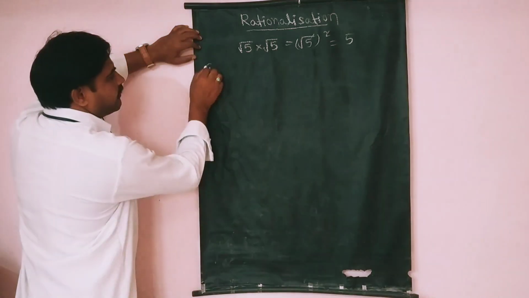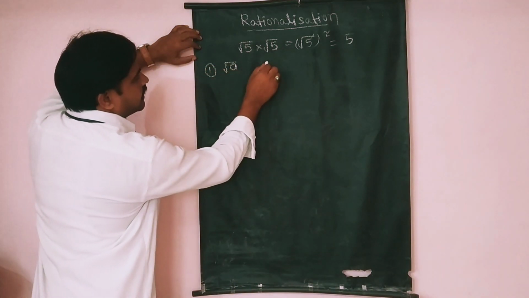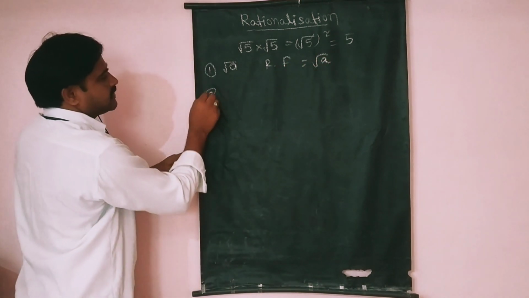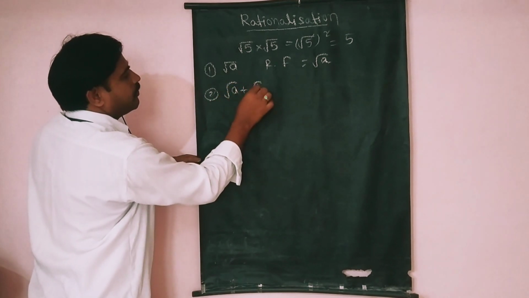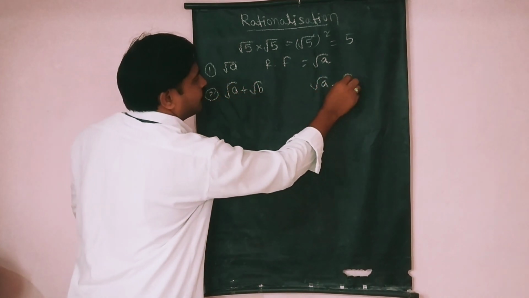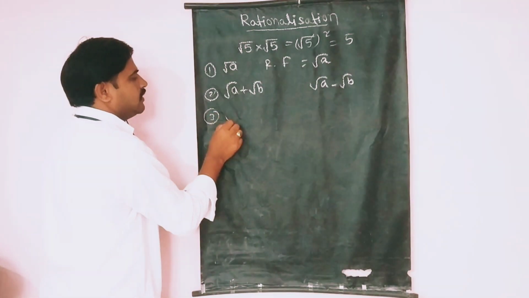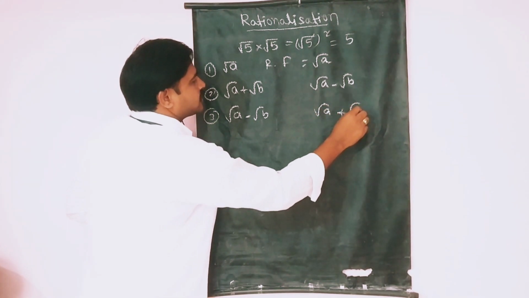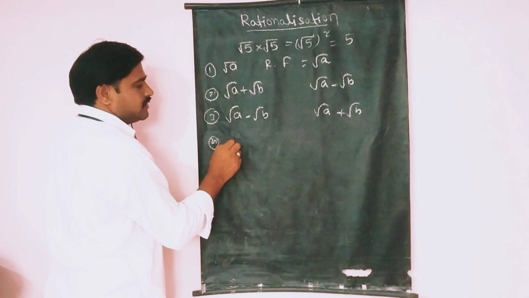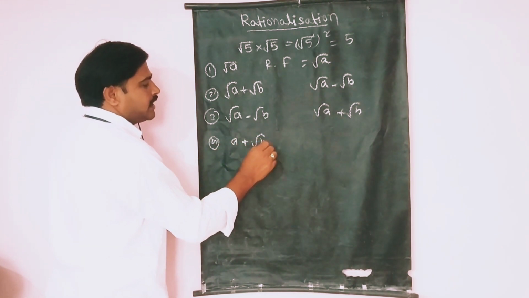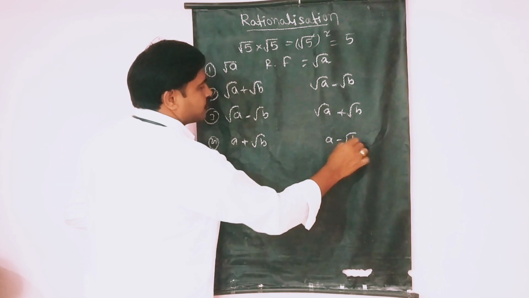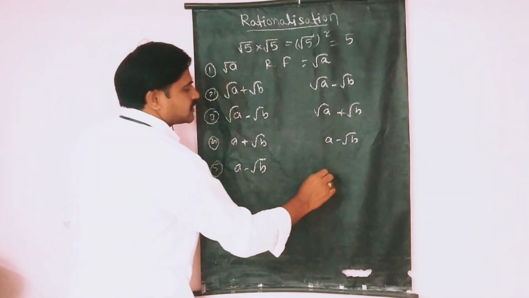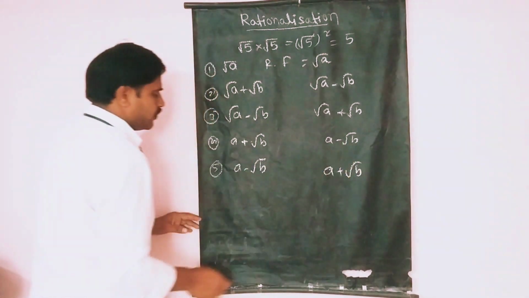Here, some formulas are given. Root a: the rationalizing factor is root a only. Second, root a plus root b: the rationalizing factor is root a minus root b. Third, root a minus root b: the rationalizing factor is root a plus root b. Fourth, a plus root b: the rationalizing factor is a minus root b. And fifth, a minus root b: the rationalizing factor is a plus root b.